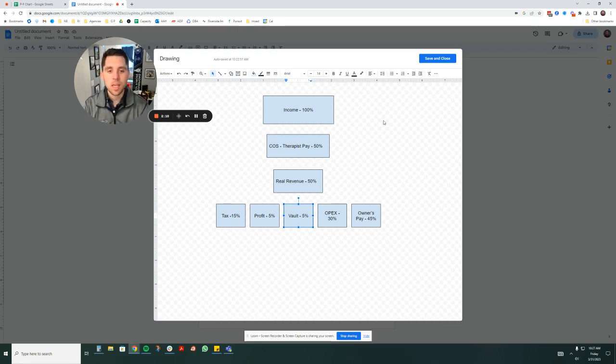But the income account is the top part. All of your income is going to flow into there, 100% of it. That's why it says 100%. All of your revenue is going in there.